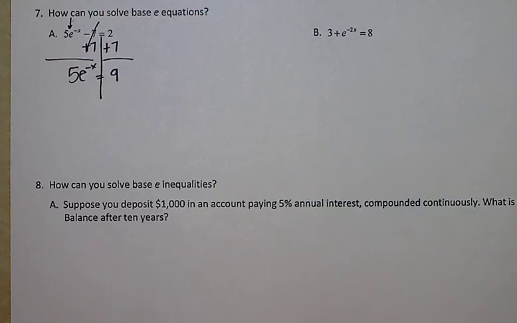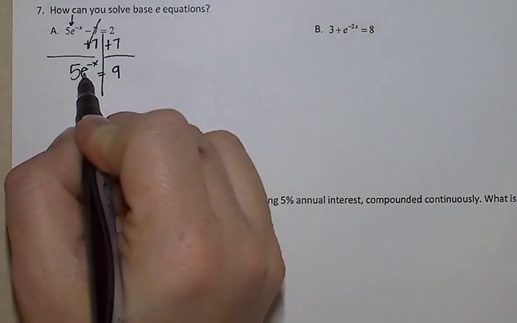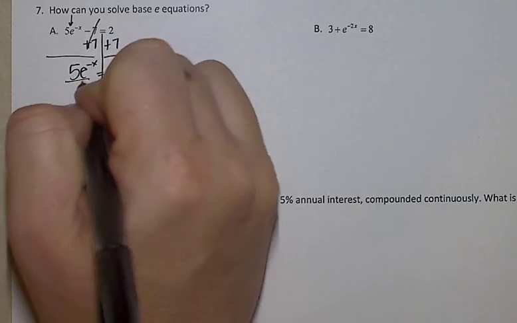You do not want to round until the very last step. If you round multiple times, you get an error in your final answer, because the more times you round, the less accurate your final answer is. So now to get rid of this 5, we're going to do the opposite operation, which is dividing by 5.